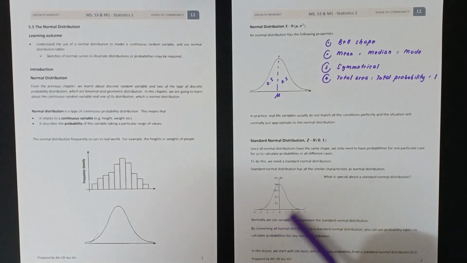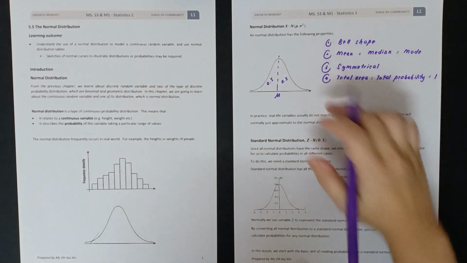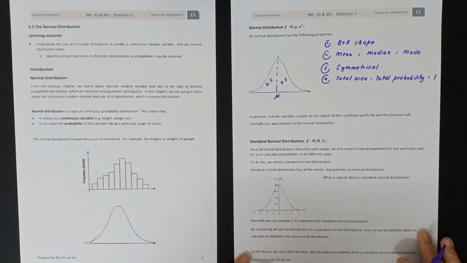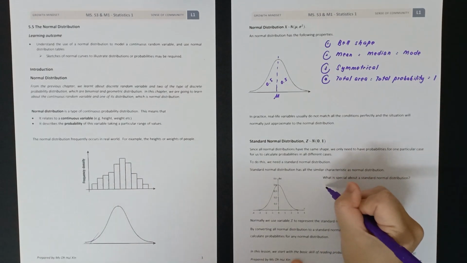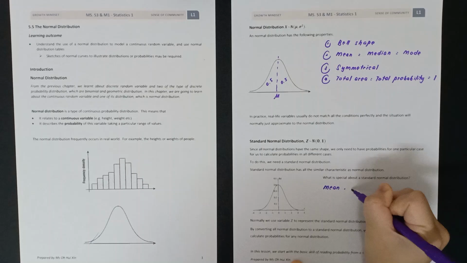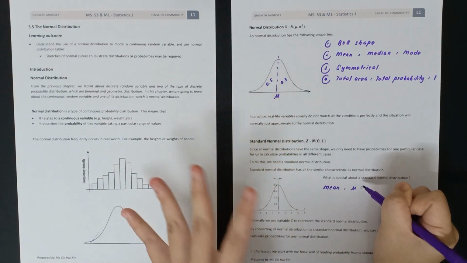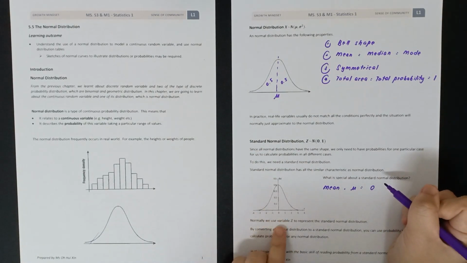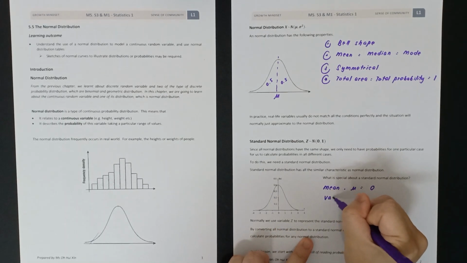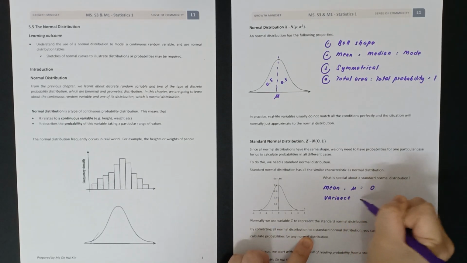Okay, so this is a standard normal distribution. What is the special thing about this distribution compared to the normal distribution that we learned just now? The normal distribution has these four characteristics. The standard normal distribution has the same characteristics, but with two special things. The mean, the median and the mode are going to be equal to 0, which is the middle point right here. And the variance is going to be 1.